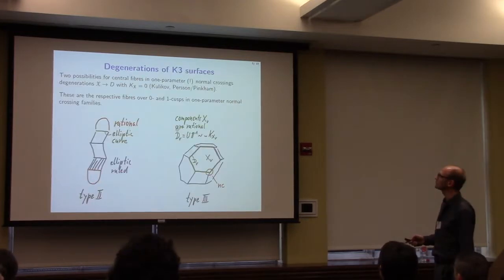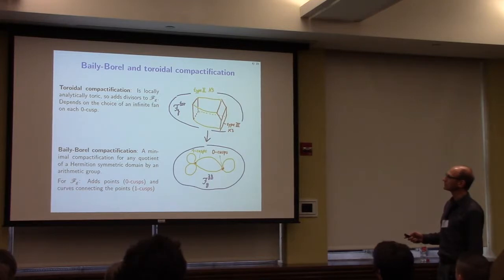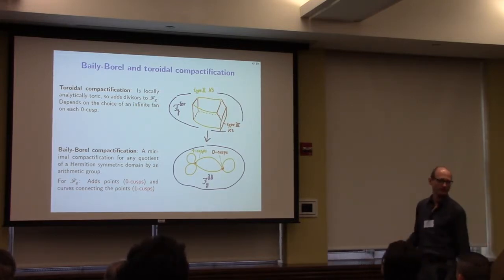Now I should mention this toroidal compactification is not unique. The Baily-Borel has only one, but toroidal compactifications, there are infinitely many. And what you have to do is choose an infinite fan at each zero-dimensional cusp.